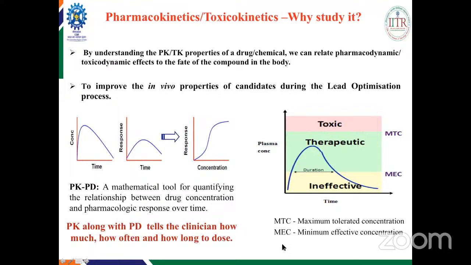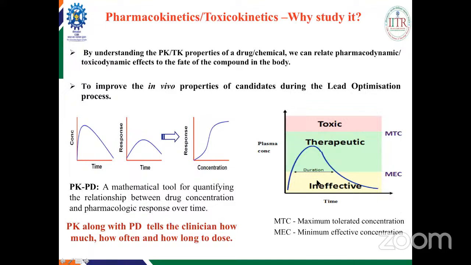So PK along with PD tells the clinician how much, how often, and how long to dose a particular drug molecule. As you can see on the right-hand side of this figure, MEC shows the minimum effective concentration and MTC shows the maximum tolerated concentration. From the therapeutic perspective, we want a molecule which remains within the therapeutic range till the time we administer the next dose.